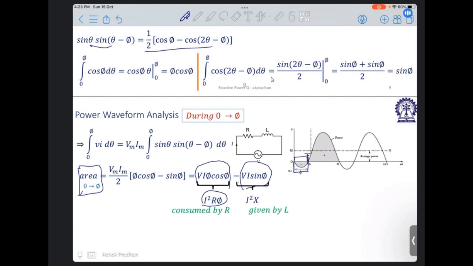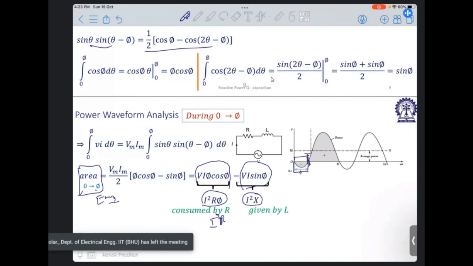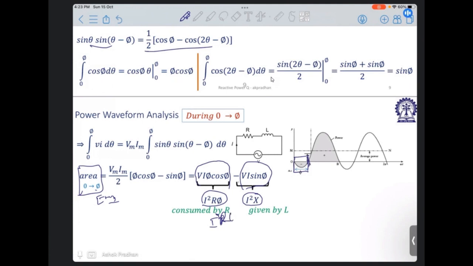That is the average power, already seen earlier, and the corresponding energy capability associated with the inductor is nothing but I square x. Note that this is an area, so this is only energy. There is no power here. I square r is the power, and the width is phi, some angle, which is omega into t. So I square r into phi is the first part. But here there is no phi. It is straightforward I square x.